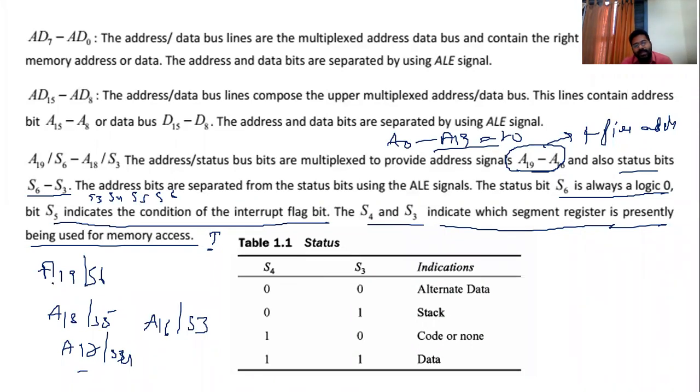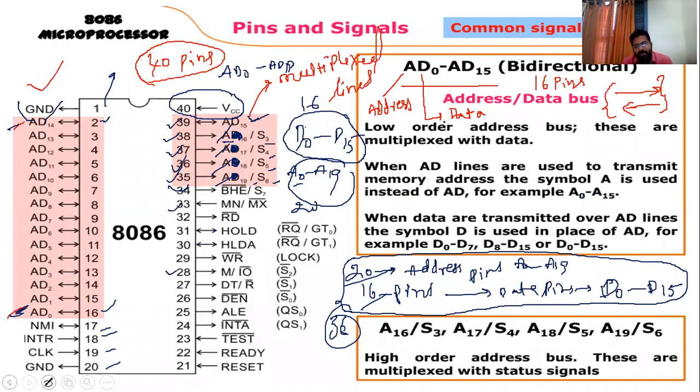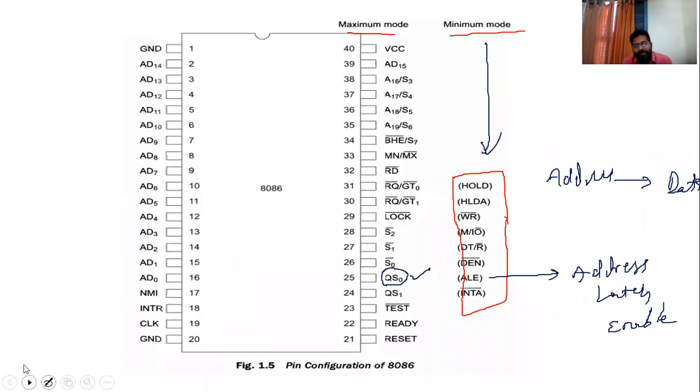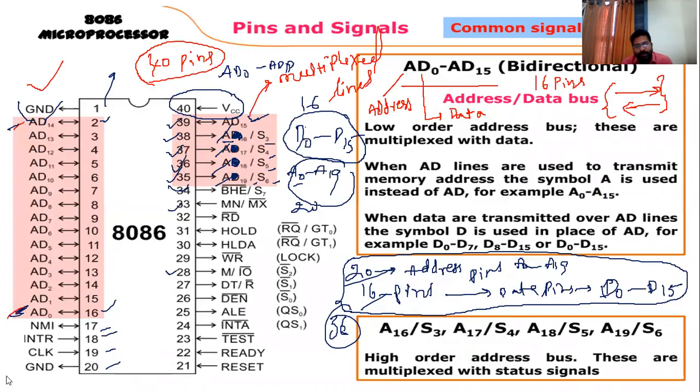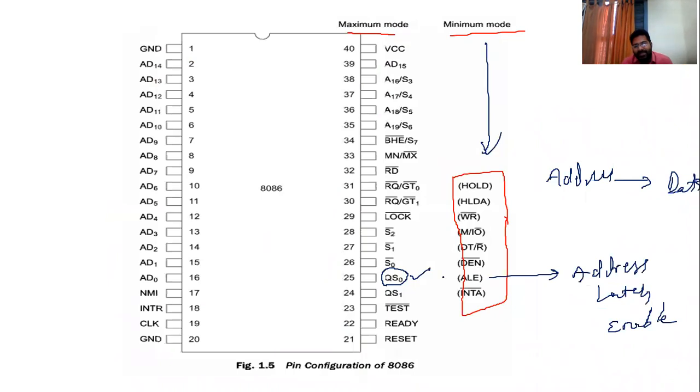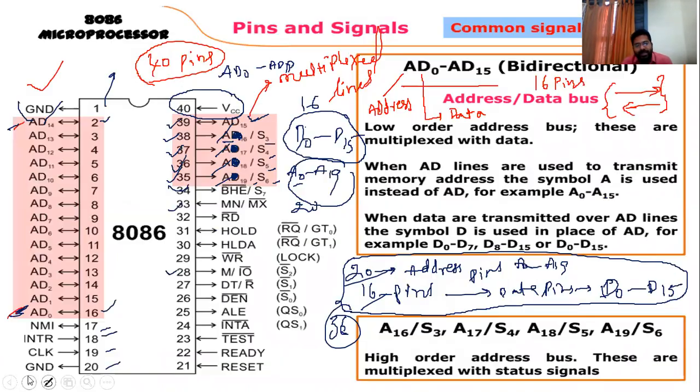When the signals A16 to A19 are converted into status lines, these pins are in address mode. When these pins are converted into the status, one logic is there. So these address lines are converted into the data lines by using the pin address latch enable, or ALE. Whenever this address latch enable is on, at that time these address lines are converted into the status lines also.